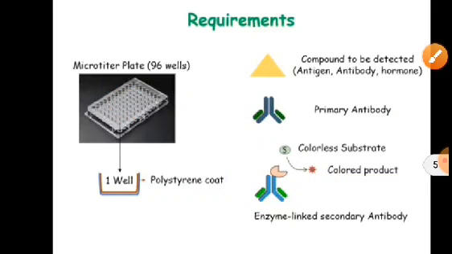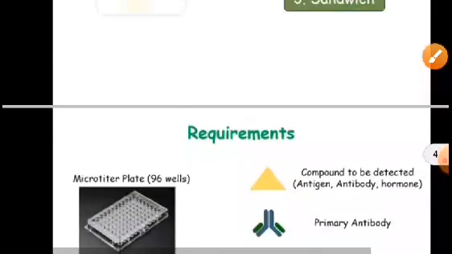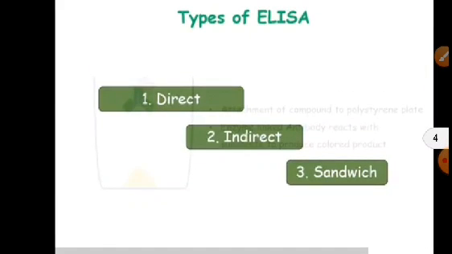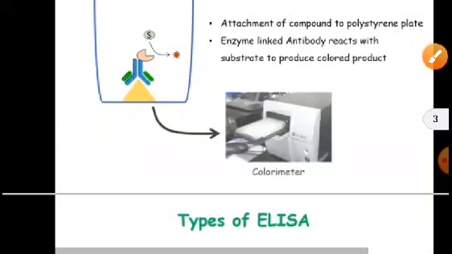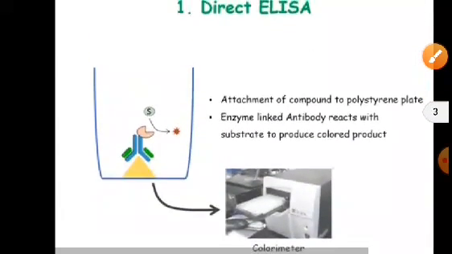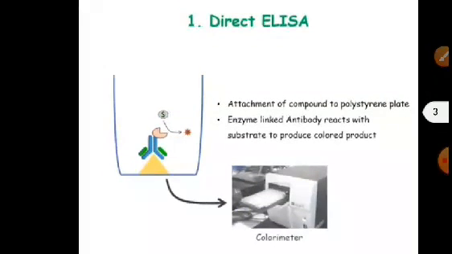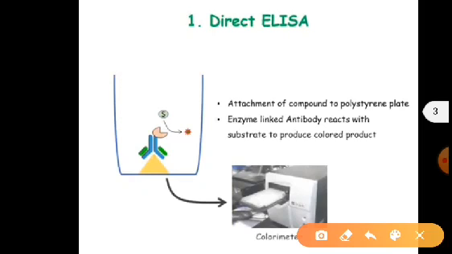Okay. After that we are going to see the types of ELISA. There are three types of ELISA, that is direct method, indirect ELISA and last is sandwich method. So here is the first method, that is direct ELISA. So what is a direct ELISA?